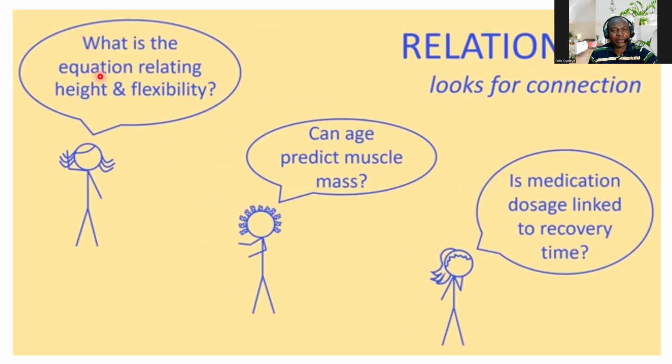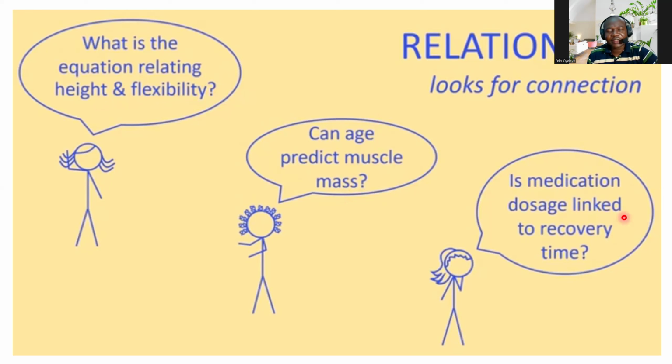Now, the first scenario is what is the equation linking the height and flexibility? You want to know, is there a way I can link, does height affect flexibility? Does feeding affect weight gain and the likes? You have another scenario. Can age predict muscle mass? That could be another thing you are looking for in your analysis. And the third possibility is medication dosage linked to recovery time and the likes?